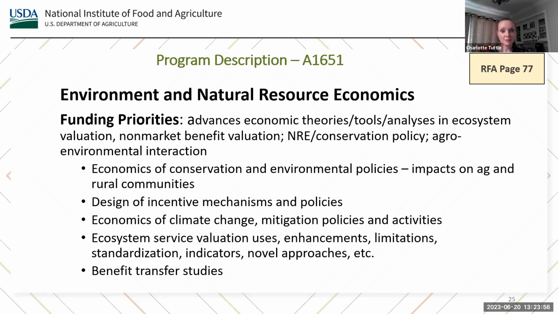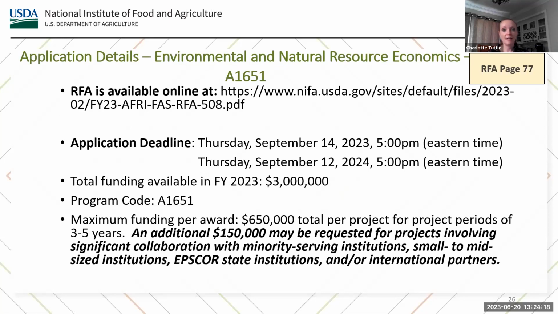A1651 is Environment and Natural Resources. So the purpose of this is advancing economic theory, tools, and analysis in ecosystem valuation, non-market benefit valuation, conservation policy, and general economics of climate change. Next slide. So again, the application deadline for this one is actually coming up sooner than the other ones. It's September 14th of this year and 12th of next year. Maximum funding is $650,000. If you partner with one of the institutions I mentioned prior, you can get an extra $150,000. Next slide.